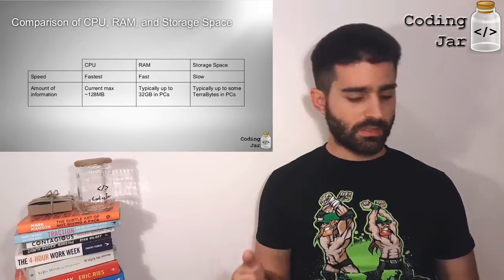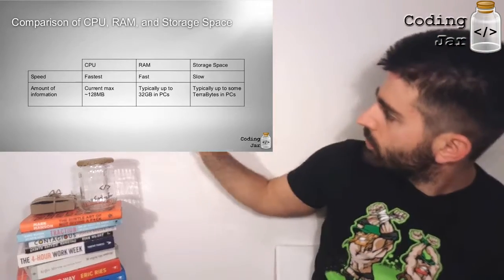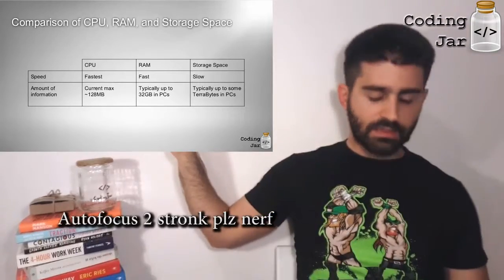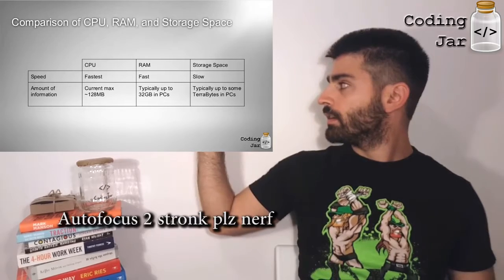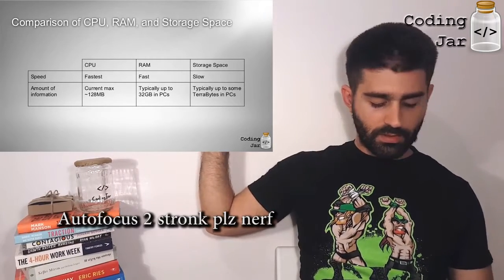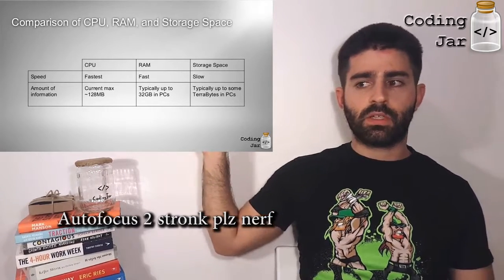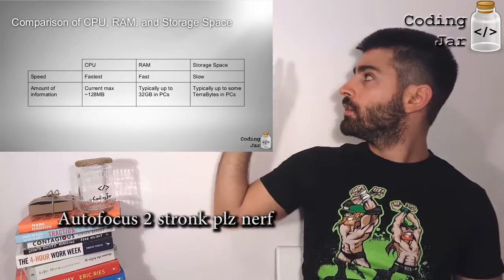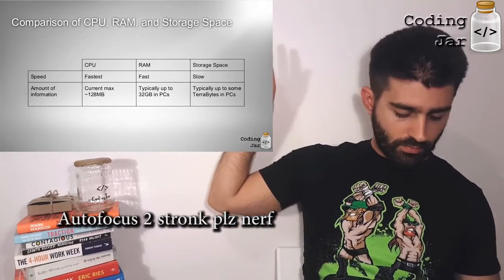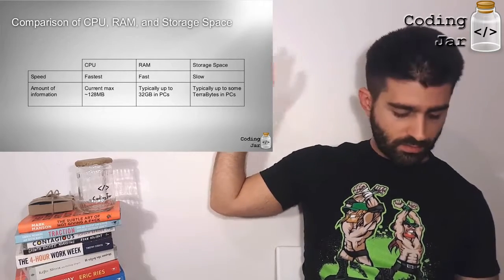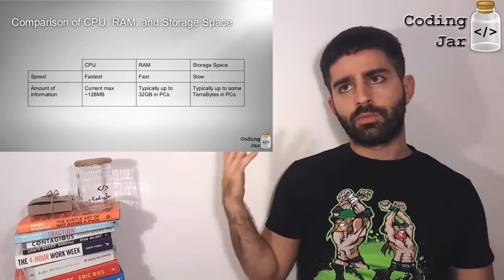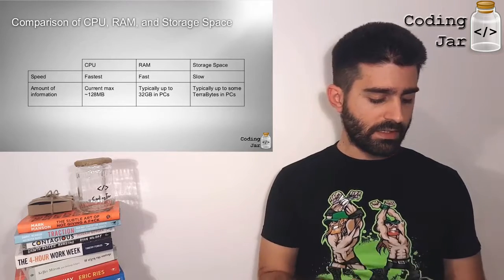So the comparison is that the CPU is the fastest but doesn't hold too much memory. Then there's the RAM or memory, it's fast, it can store up to some gigabytes of memory. And then there's the hard disk drive, which is not that fast, it's kind of slow in comparison to the others, and typically goes up to some terabytes of data in PCs.